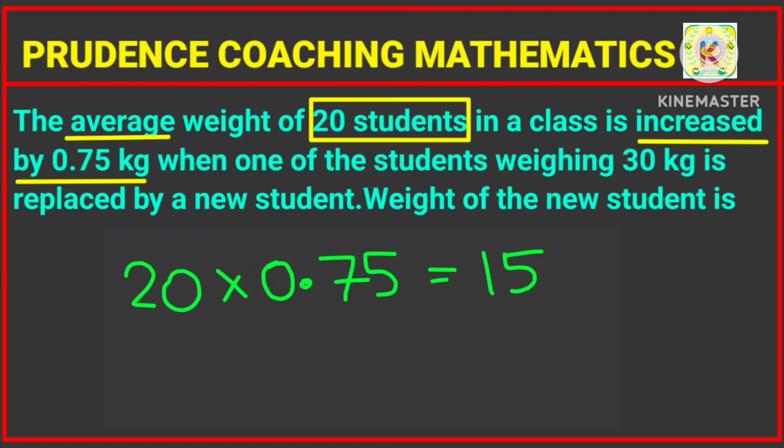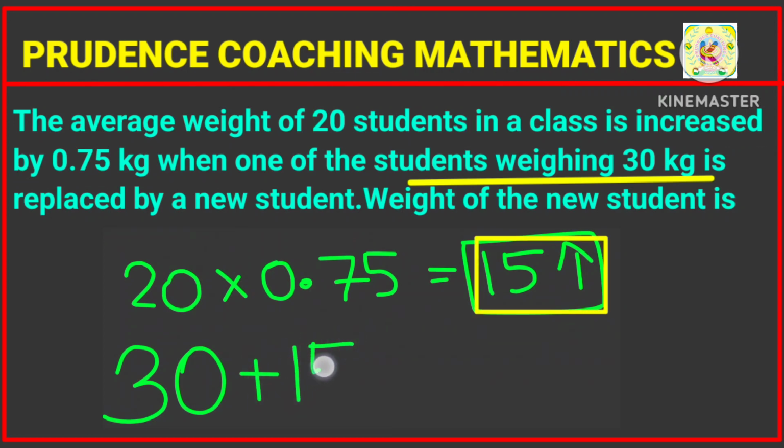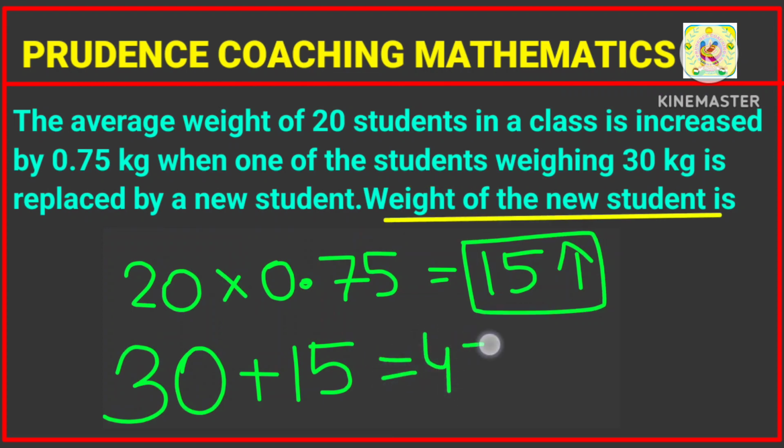That's it. Now as this is the total increase, that means whoever is coming is bringing this much extra, or his weight is 15 kg more than the one who went away. The one who went away had a weight of 30 kg. So if we add the increase of 15 to this 30 kg, you are going to get 45. That means the weight of the new student is 45 kg.